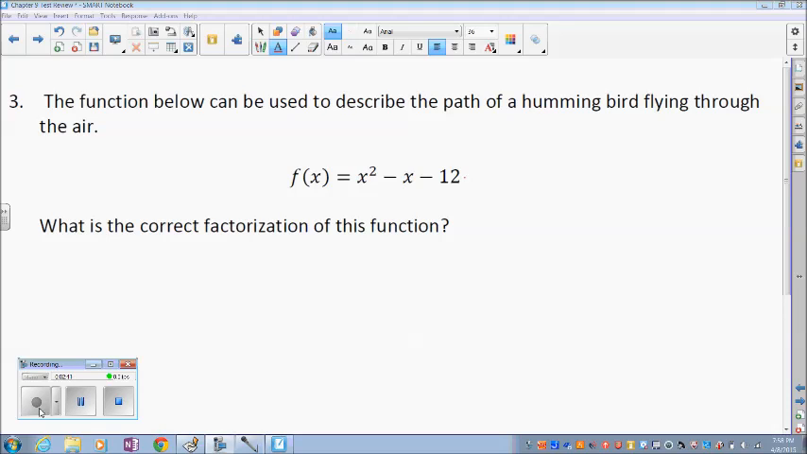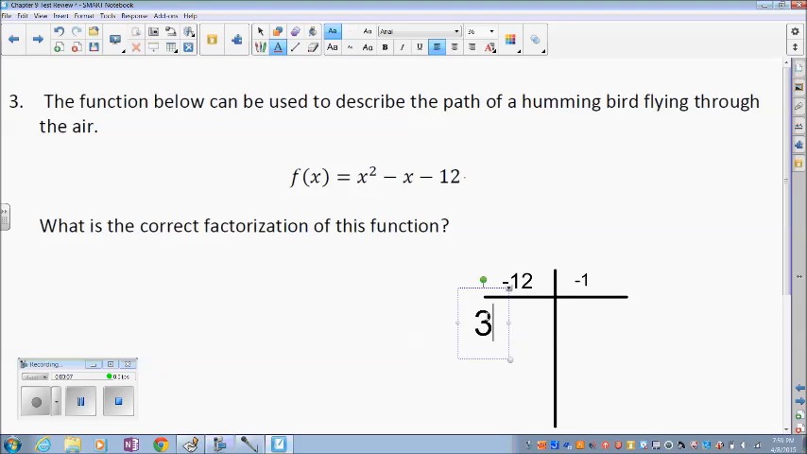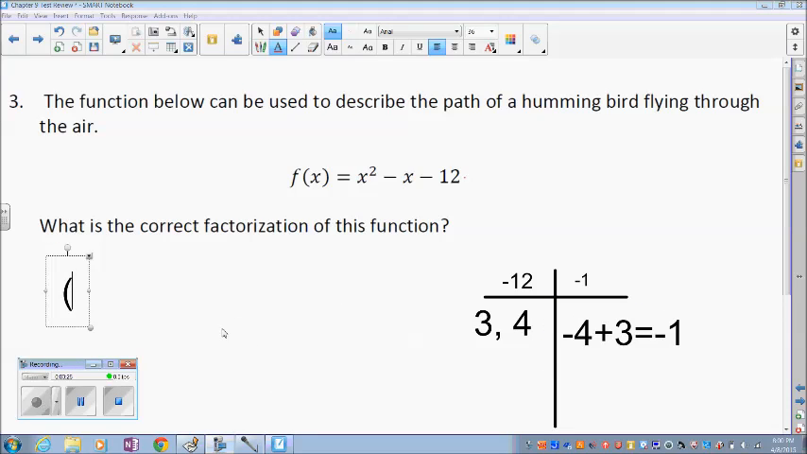Number 3, the function below can be used to describe the path of a hummingbird flying through the air. F of x equals x squared minus x minus 12. So we need to find factors of negative 12 that, if we add them up, equal negative 1. So we're going to do that little t-chart thing. We have to figure out what times what equals negative 12. I know 3 times 4 is 12, and since we have a negative 1 here, the bigger number has to be negative. So negative 4 plus 3 equals negative 1. That means these are our factors.